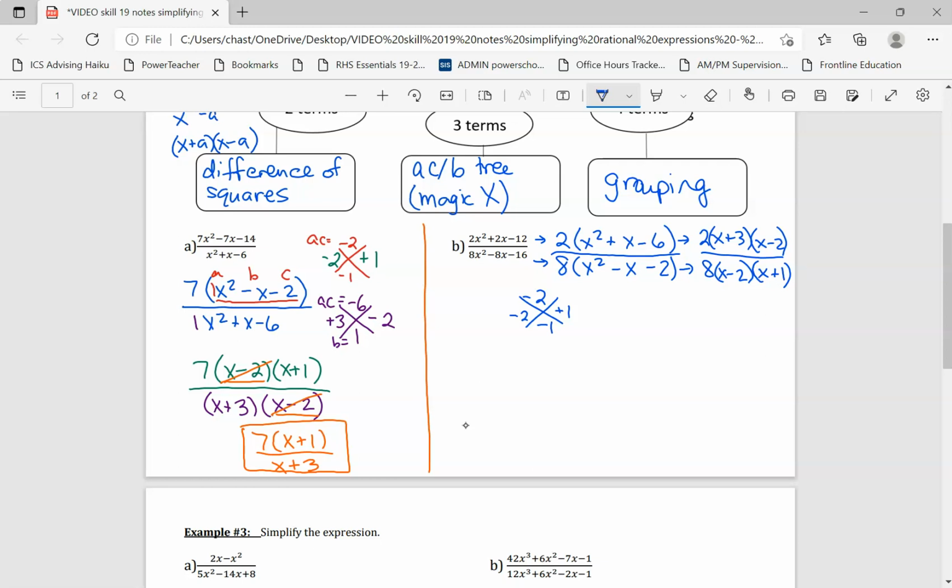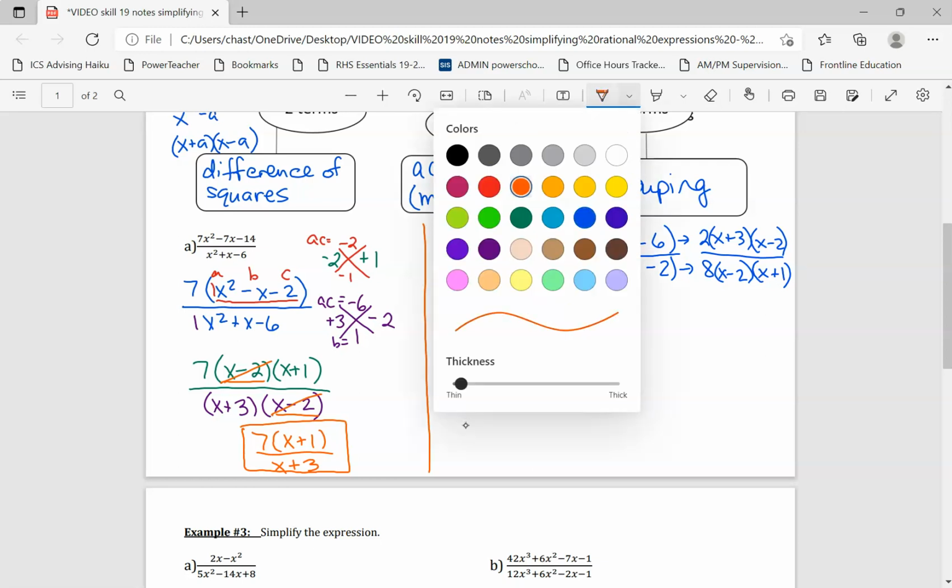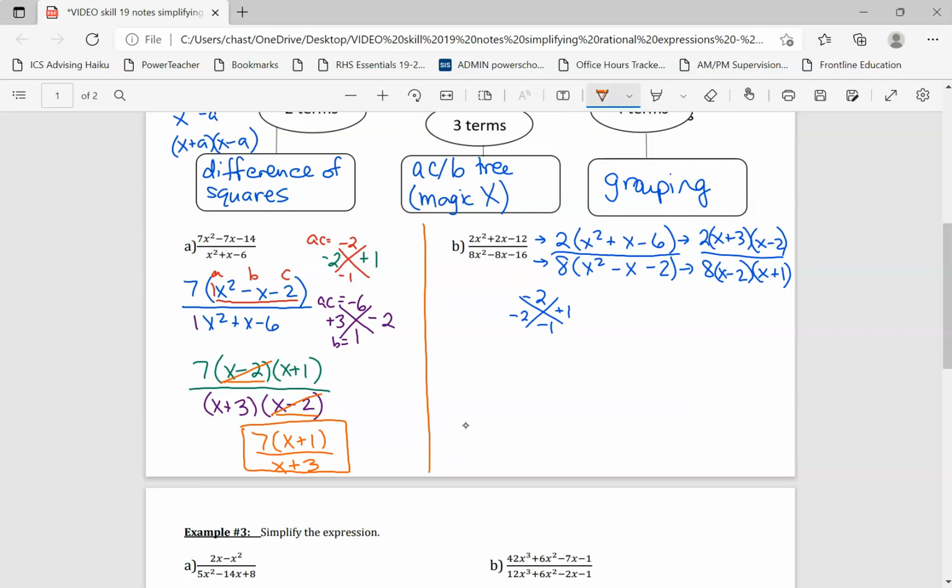Okay, so now looking at this, we can see that on the top we have an x minus 2 and same on the bottom. Also, look at your 2/8. That'll simplify to 1/4. We have a leftover x plus 3 on top and an x plus 1 on the bottom. So here's our answer.